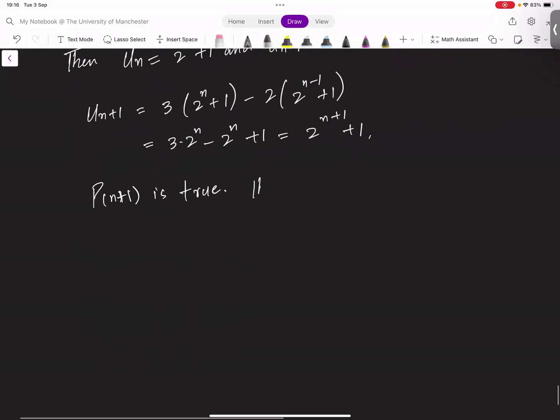Therefore, un is 2 power n plus 1 for all n by strong induction. Perfect. This is very interesting.